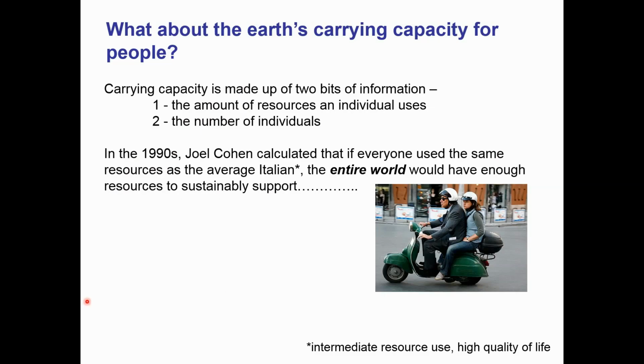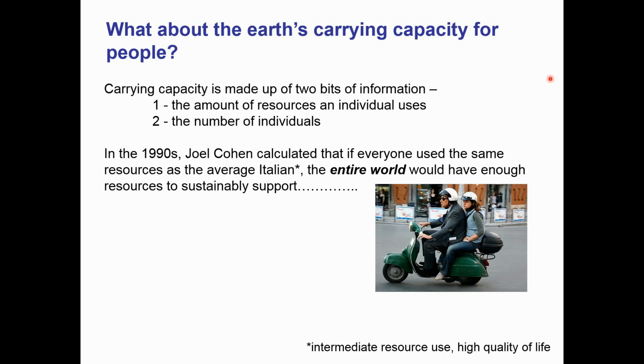So this brings us on to people globally. We've got this idea of a carrying capacity, and we know what happens if we overshoot it. So what is the Earth's carrying capacity for people? Well, carrying capacity is made up of two pieces of information. One, the amount of resources an individual uses. If individuals are using more resources, the carrying capacity goes down. If individuals use very few resources, the carrying capacity goes up.